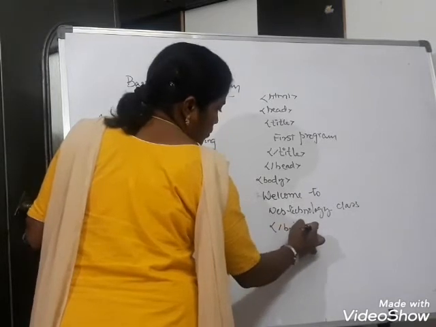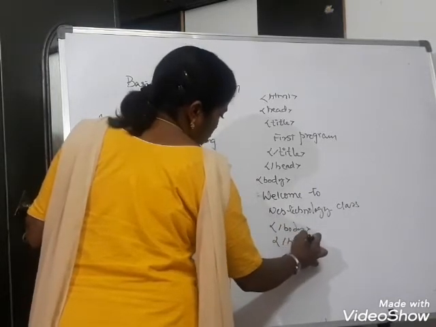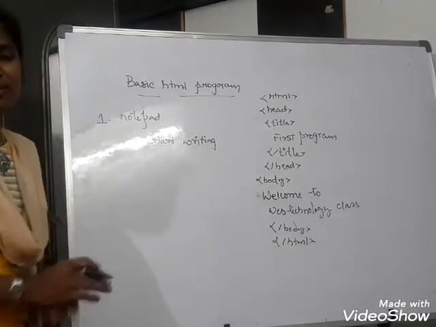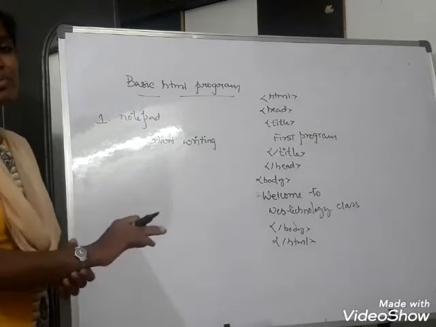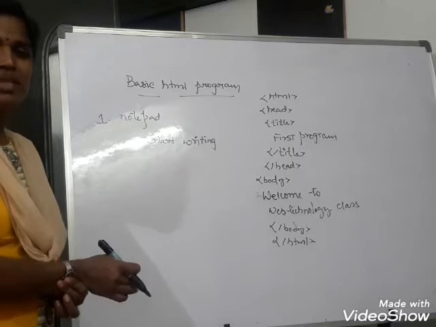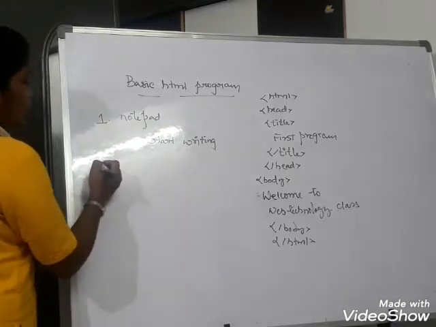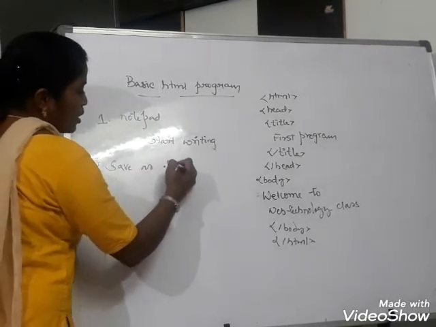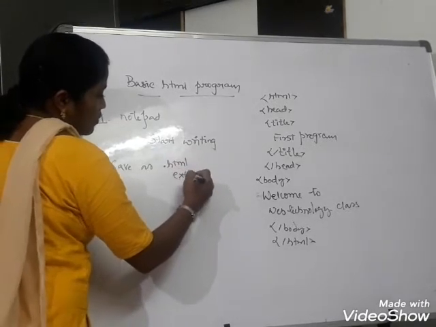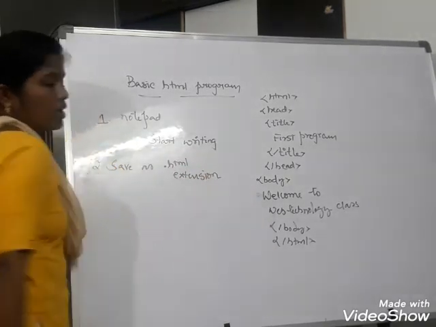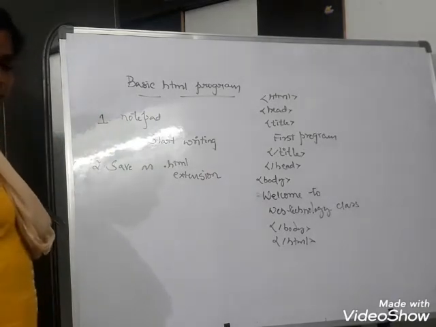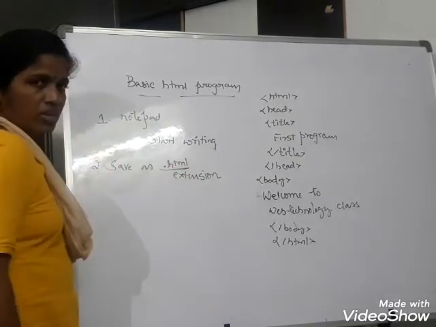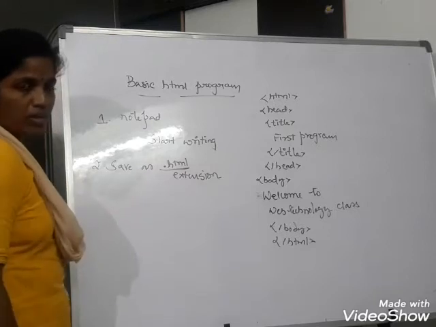Close the body, close HTML. So this is how simple it is to write an HTML file. You can write this much easily. So this is done. What you need to do now is save the program, save it with the .html extension. Use the .html extension, because it says it's a file of type HTML.